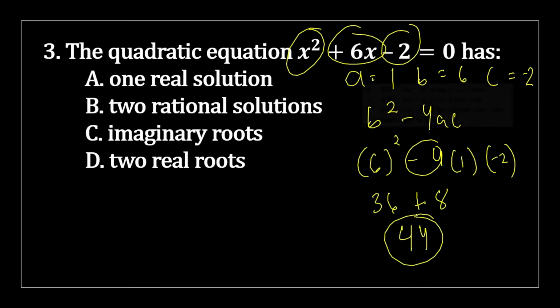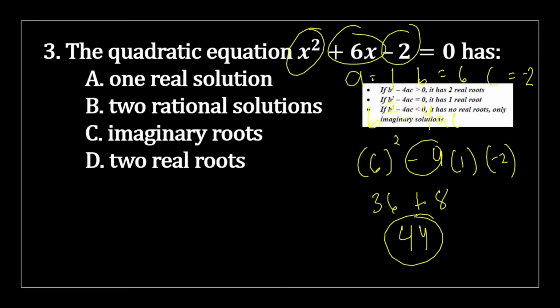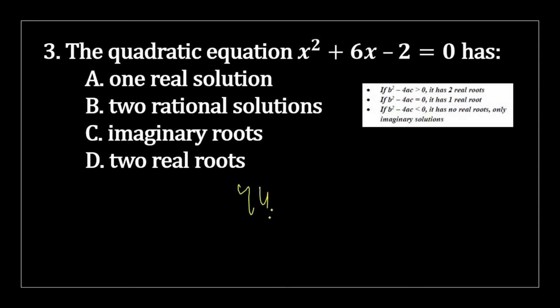If we check the rule for the discriminant, we have 44 as our discriminant. If our discriminant is greater than 0, then it has two roots. If our discriminant is equal to 0, then we have one real root. And if our discriminant is less than 0, it has no real roots, only imaginary solutions. So in this case, 44 is greater than 0. Therefore, it has two real roots. So the answer is letter D.